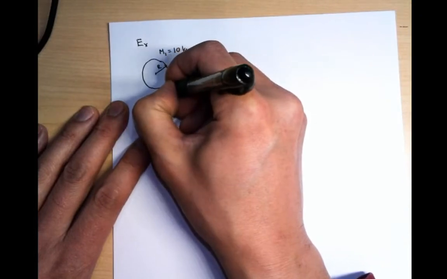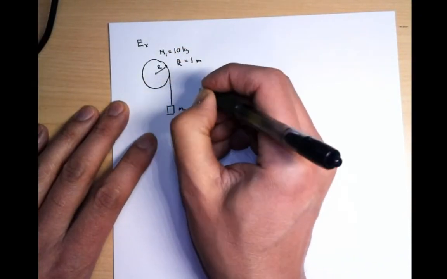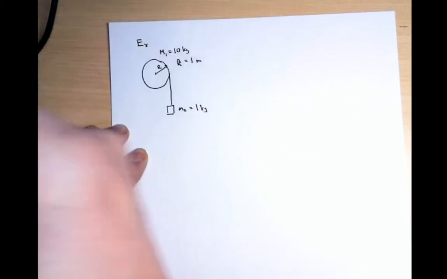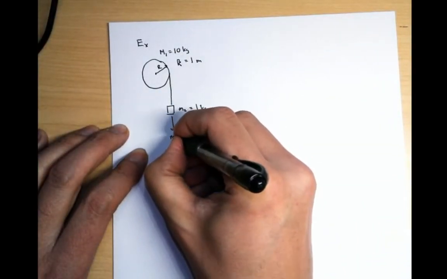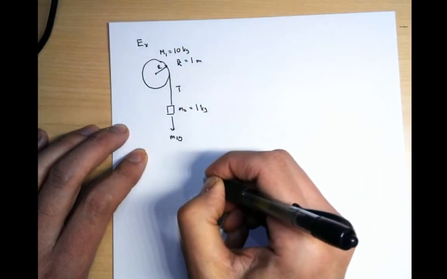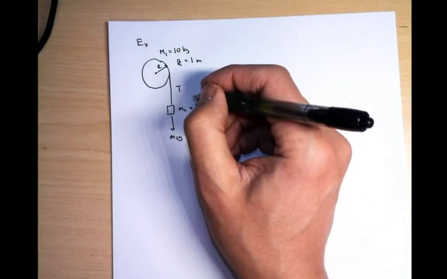At the end of that, we'll put a string. I'll attach a second mass, M2, which is 1 kilogram, and this is going to feel some force basically due to gravity, so M2g, okay? Now, this is a string, so it's going to exert some tension force, right? And all this stuff is basically going to act upon each other.